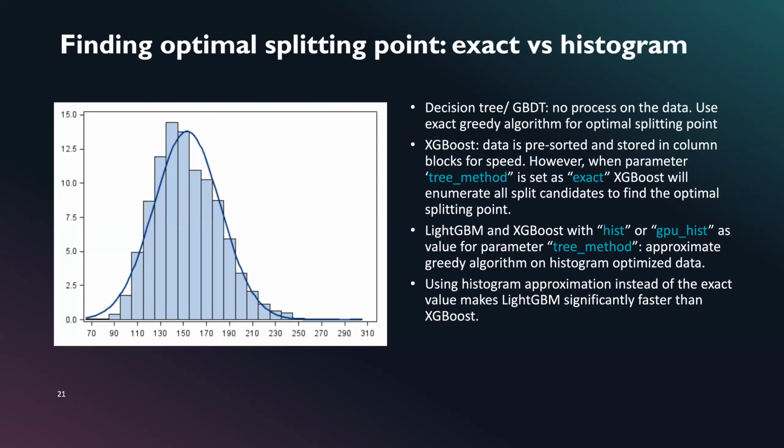Another major difference between XGBoost and LightGBM is that LightGBM, if I recall correctly, was the very first to use histogram approximation instead of exact search. What does that mean? Let's imagine we are working on this set with a feature called income.